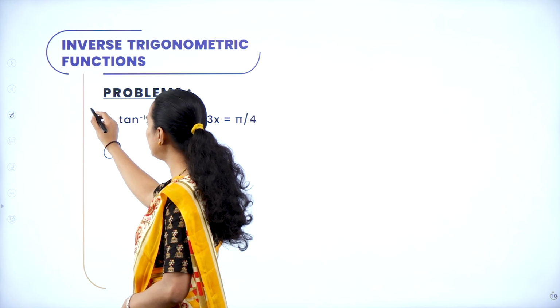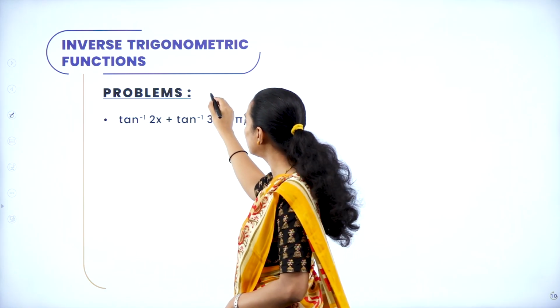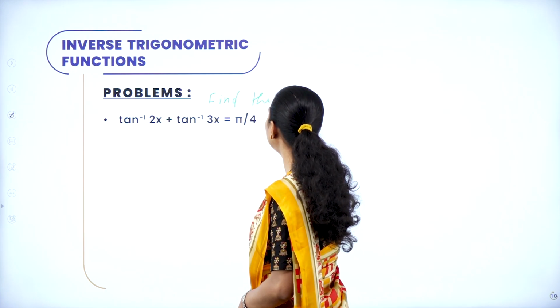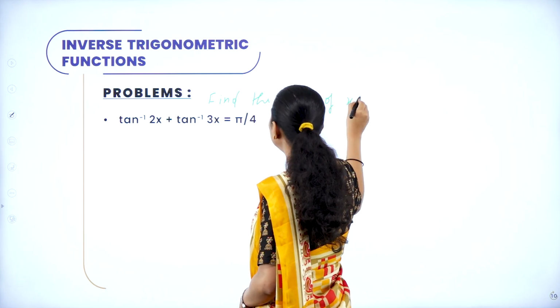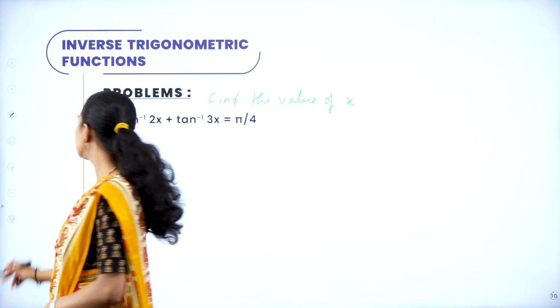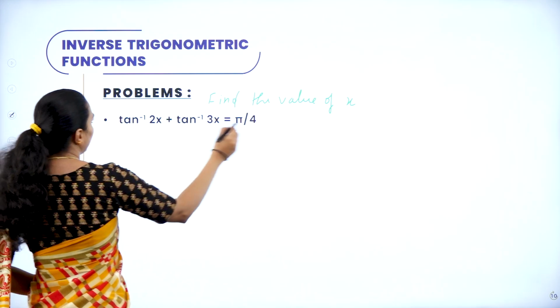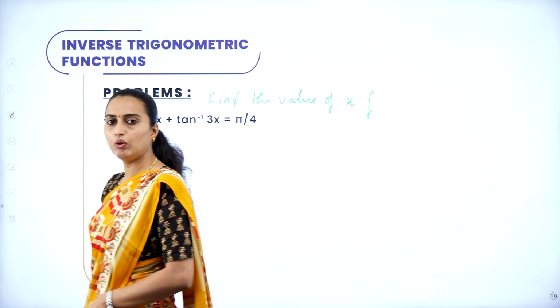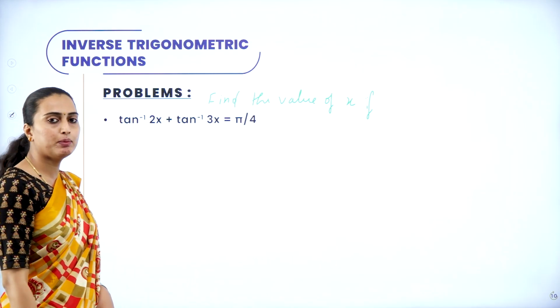Find the value of x. If tan inverse 2x plus tan inverse 3x is equals to pi by 4.